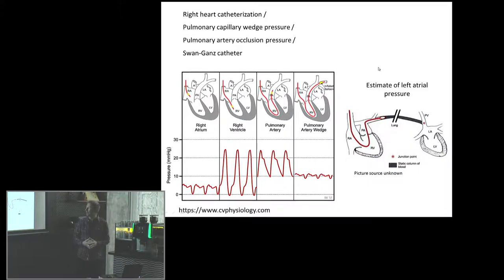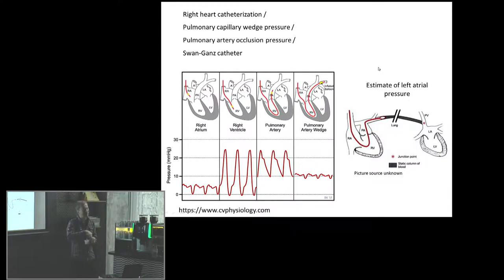So first, let's take the difference between right heart catheterization and left. Left heart catheterization is what we usually want. Most of us are interested in the left ventricle. So to do that, you stick a catheter into the artery, through the aortic valve, and into the ventricle.